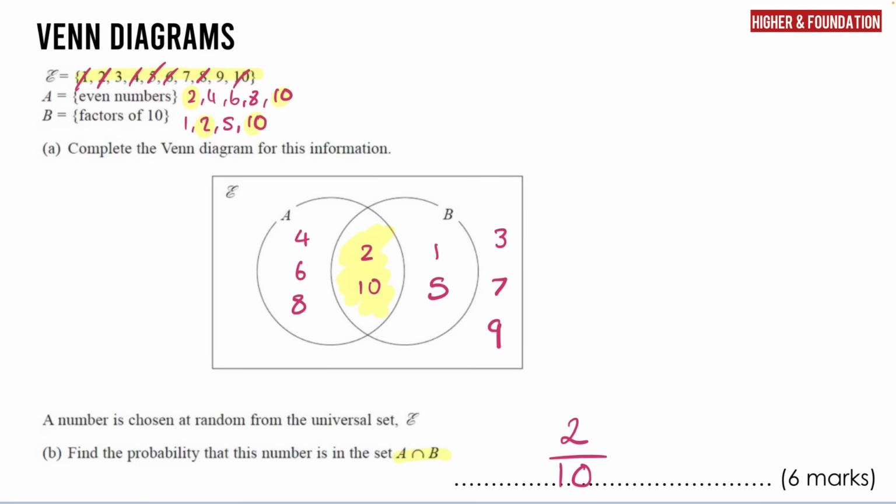You could also be asked about the union. The union is your little U symbol, and the union represents all of the numbers in the circles all together.